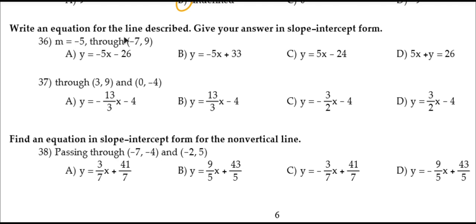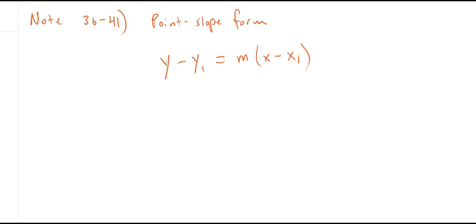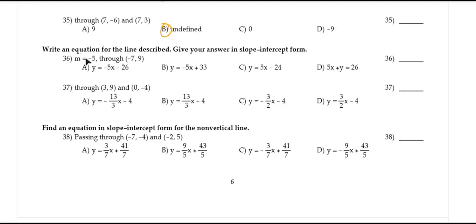The next 3 problems ask us for the equation in slope-intercept form for a line having certain properties, either going through 2 points or having a certain point that it goes through and a certain slope. For problems 36 to 41, we're going to want to keep in mind a special form of a line called point-slope form. This is a form of a line that goes through the point x1, y1 and has a slope of m. Let's see how we would use that to settle these problems.